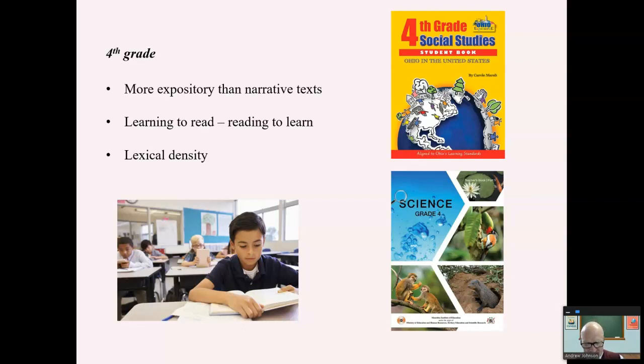In this study, Kusser focused on expository text and reading comprehension. Now, starting in 4th grade, students encounter more expository text, that's information text, than narrative text or stories. They move from learning to read to reading to learn. And the text they encounter is different. Expository is different from narrative text.